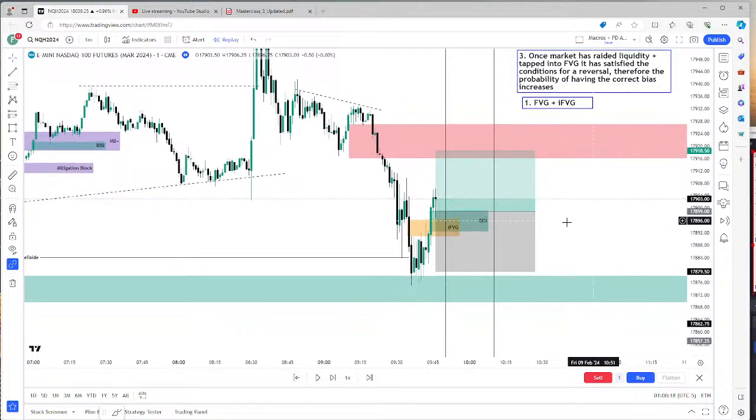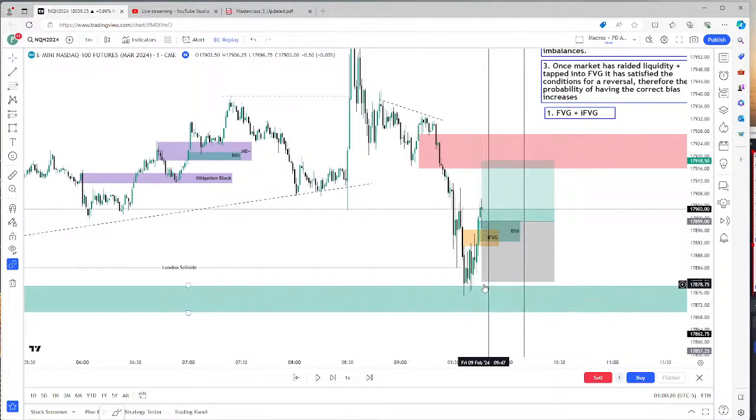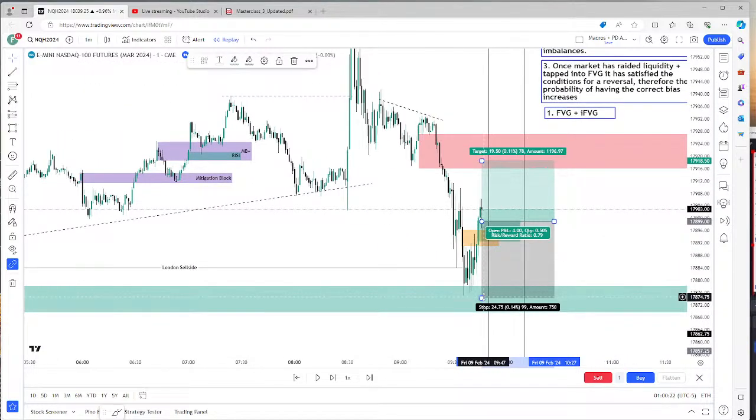Where would your stop loss go? Now here's the thing, everyone's different. Some people do this, and this is actually something that people wanted to talk about as well. They wanted to talk about stop loss management.